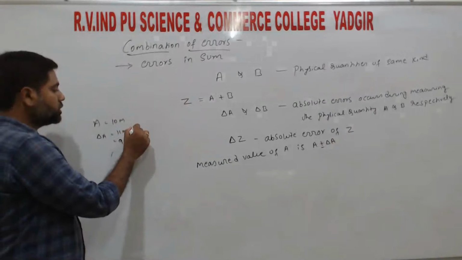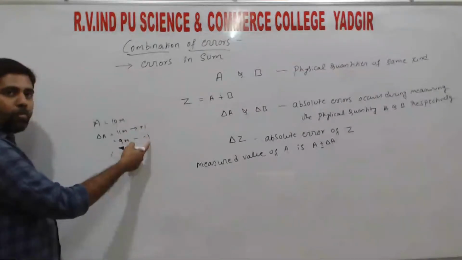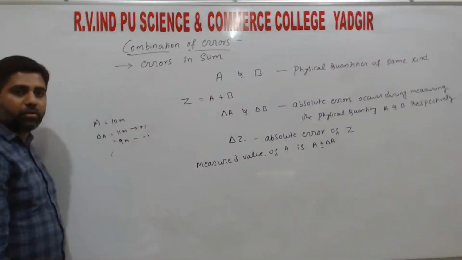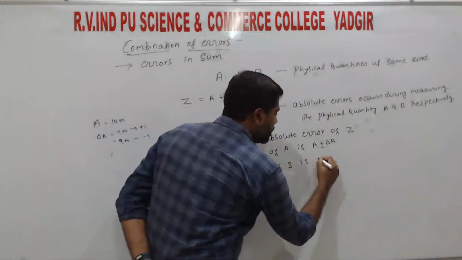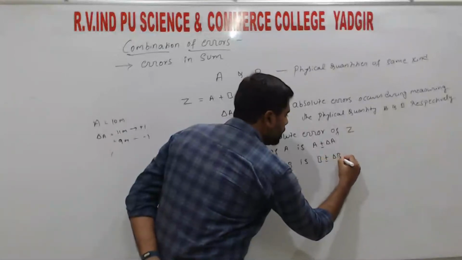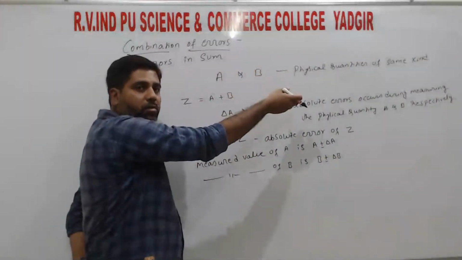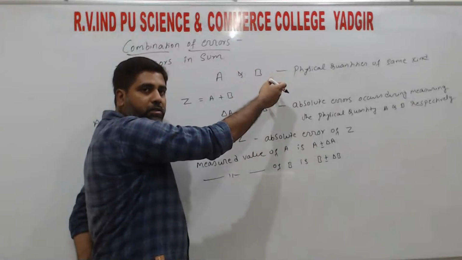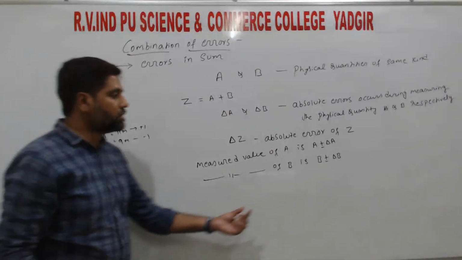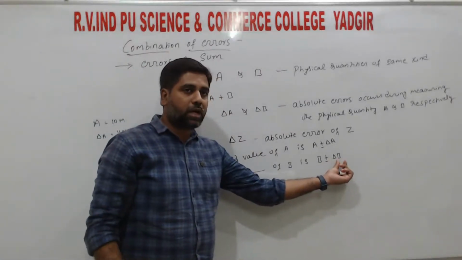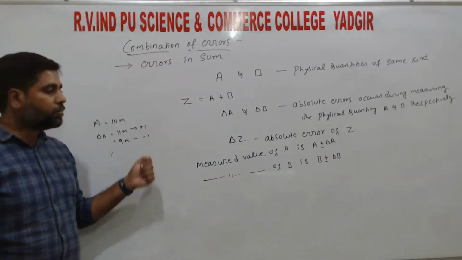So here error is how much? Plus 1, here error is minus 1, right? So it can be plus 1 or minus 1, whichever is our measured value. Similarly, the measured value of B is B plus or minus delta B. B is also a physical quantity, which we are also measuring, right? So this value also gets some error, B plus or minus delta B. So here also the value may be a plus value or a minus value, right?